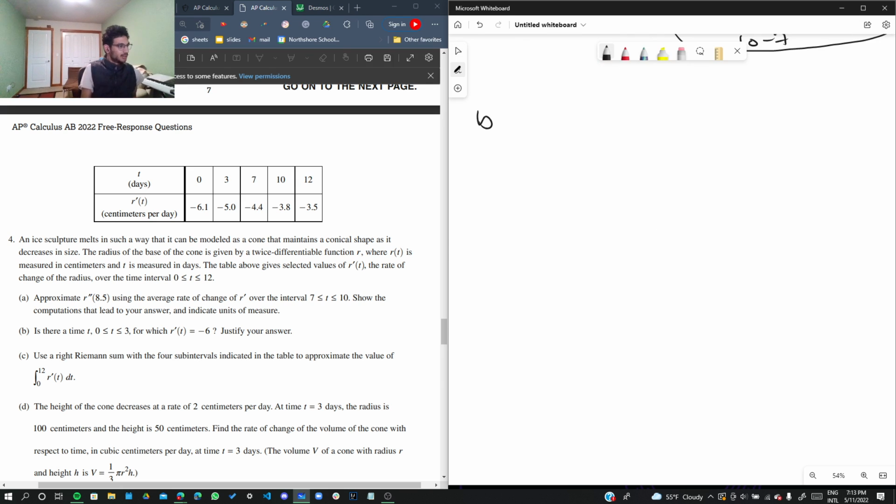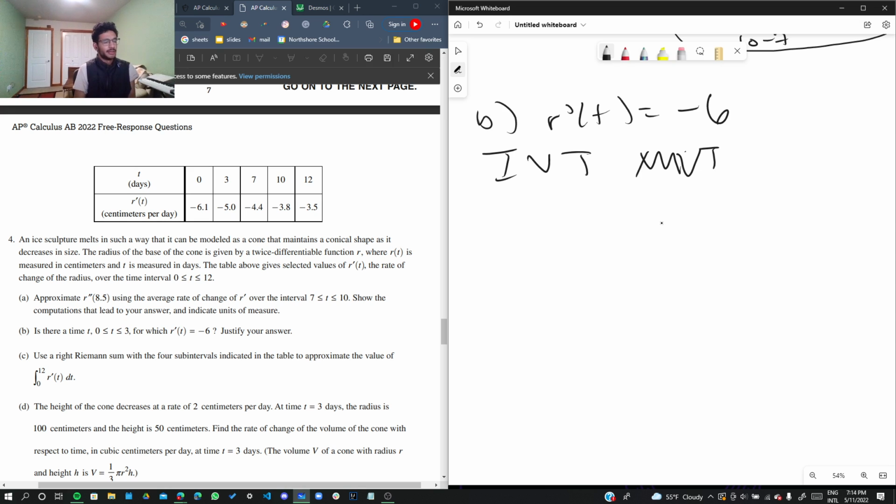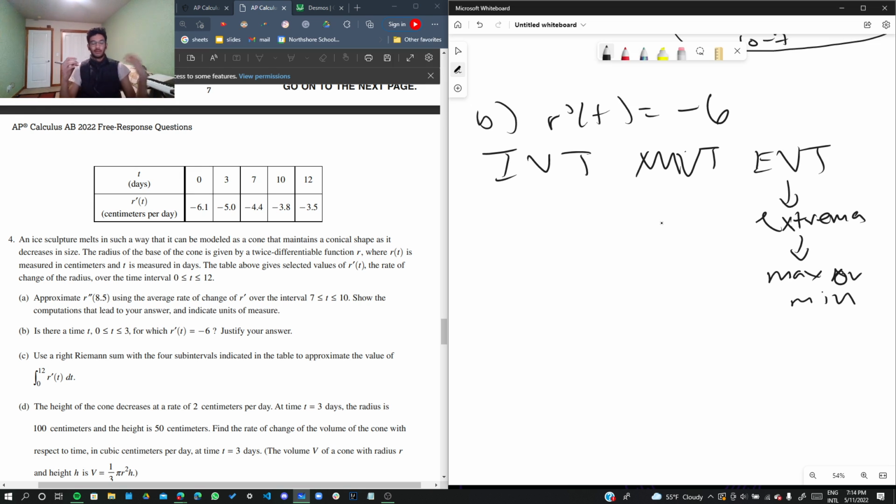Is there a time t for 0 ≤ t ≤ 3 for which r prime of t is equal to negative 6? Honestly, you can't really answer this without knowing one of the theorems of calculus. Besides the first and second fundamental theorem of calculus, there's IVT, MVT, and the extreme value theorem, EVT. To remember which is which, extreme refers to extrema, like maxes or mins. This theorem says if the interval is continuous, there's going to be an absolute maximum and an absolute minimum. It's an absolutely garbage theorem, but yeah, that exists.